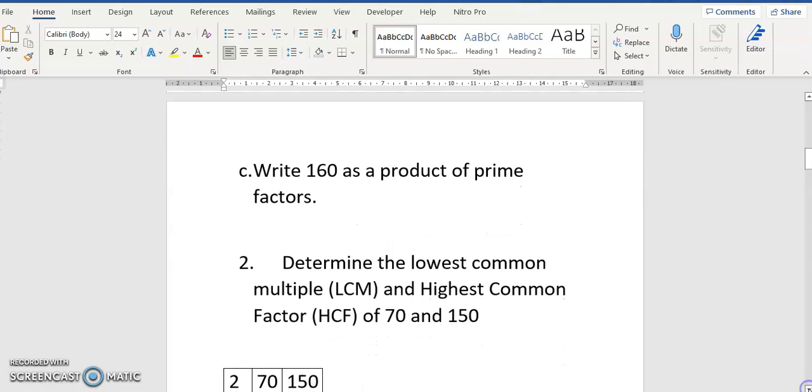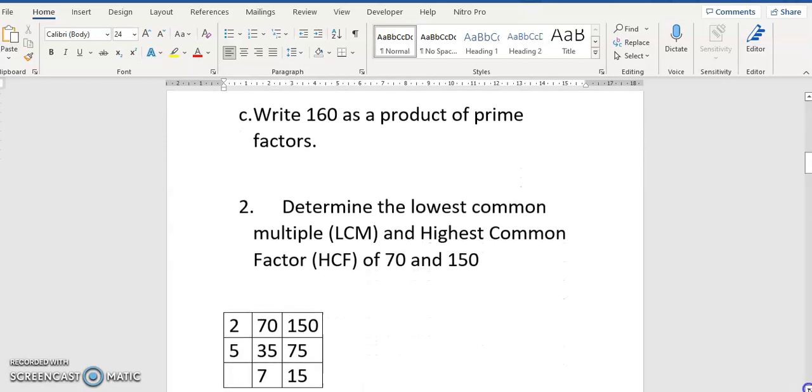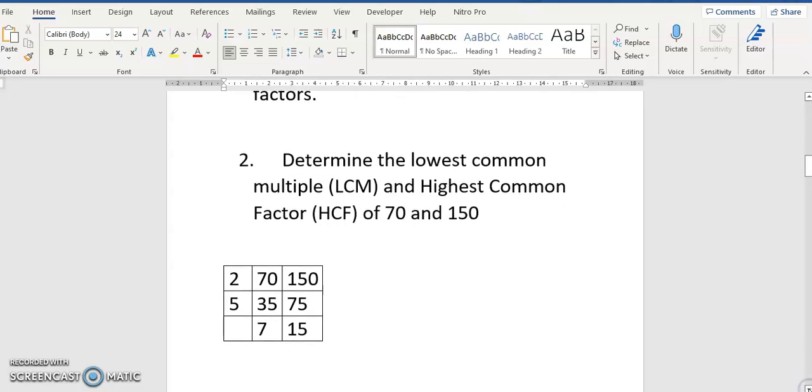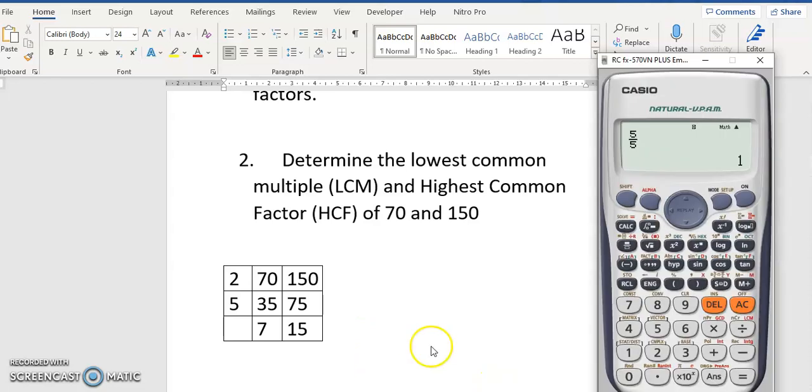Okay, let's look at this question. Determine the lowest common multiple and the highest common factor of 70 and 150. So here you write your 70 here and you write your 150 at the side. Then what are you going to do? Look for a number that can divide 70 and 150 without a remainder. So let's try 2.